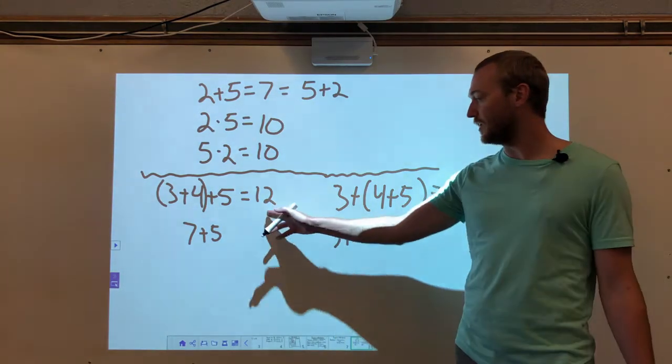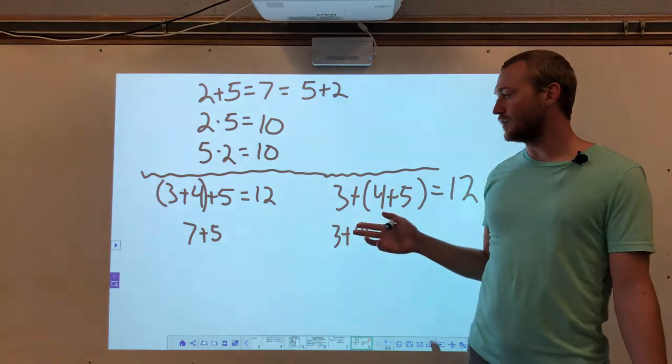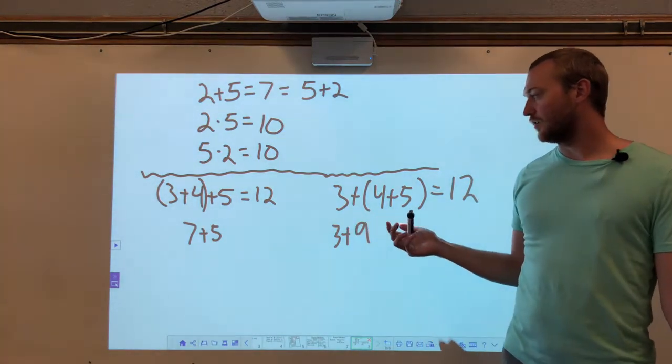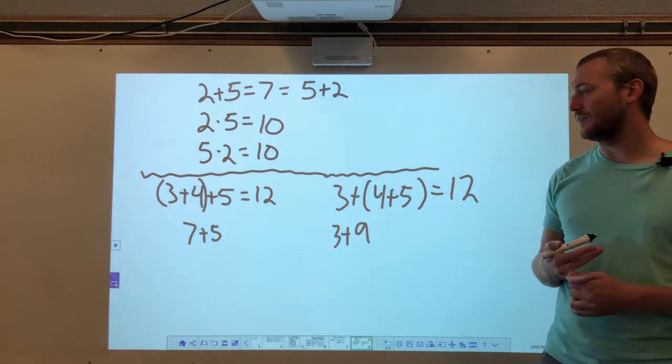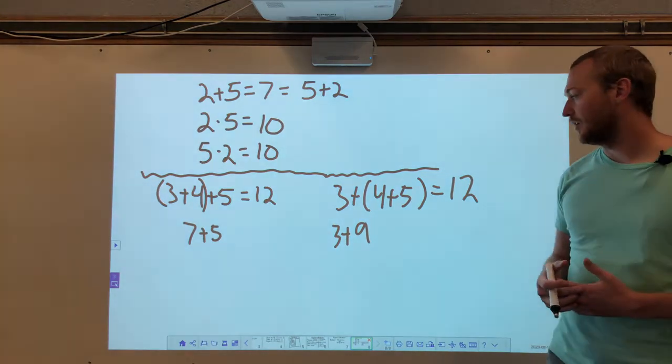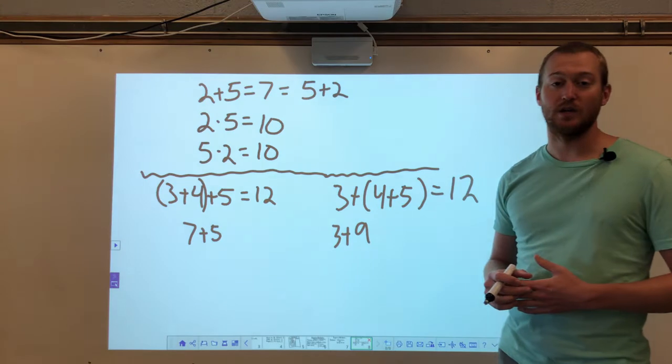Again, we had the same answer, but the order in which we added, we did in a different order. If they're all addition, it doesn't matter. And we could do the exact same thing with multiplication.